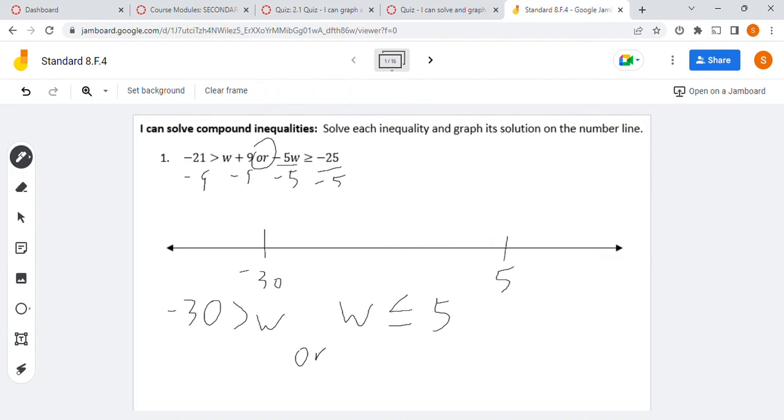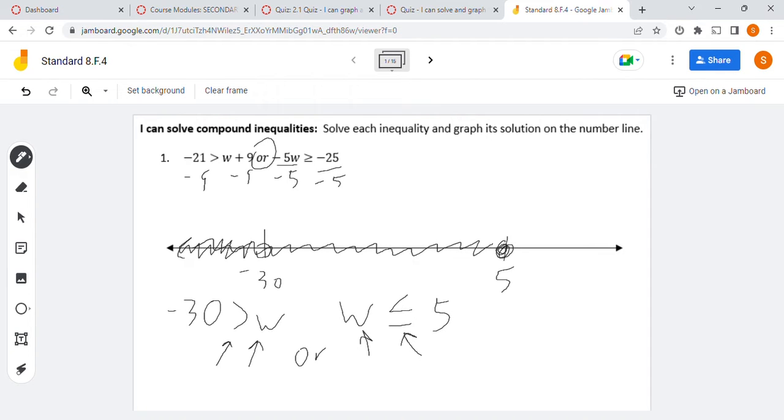So "or" right here. Our first graph, the solutions, the w's are supposed to be the smaller number. Open circle because we're not allowing it to be equal to, so we have an open circle here at negative 30, and we're going to go over to the left to find our smaller numbers. On this one, we have our solutions, and they are the smaller numbers again. So we're going to have a closed circle here at 5, closed because we're allowing it to be equal to, and we're going to shade over here to the left.